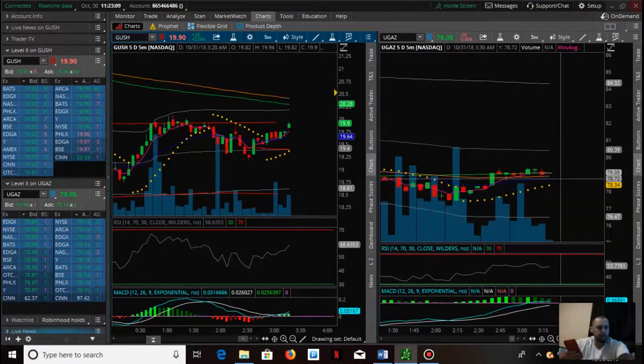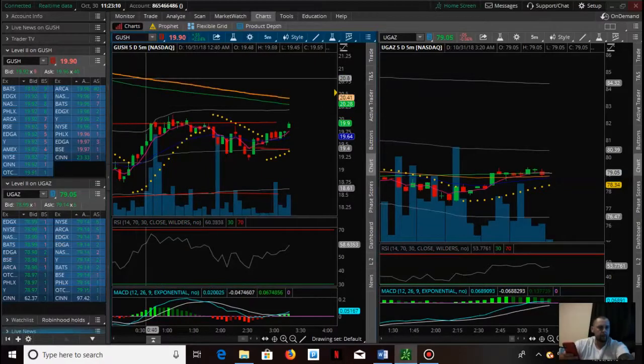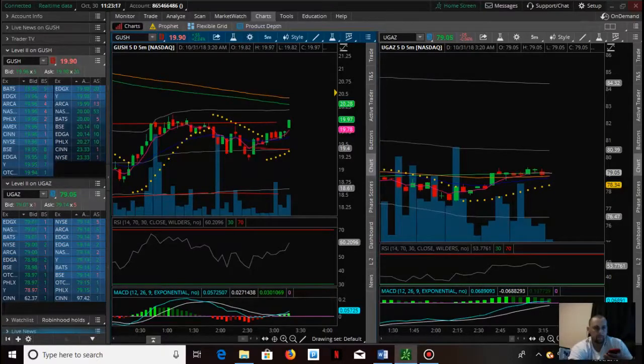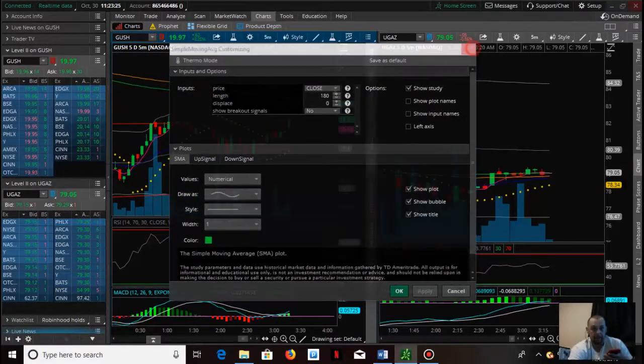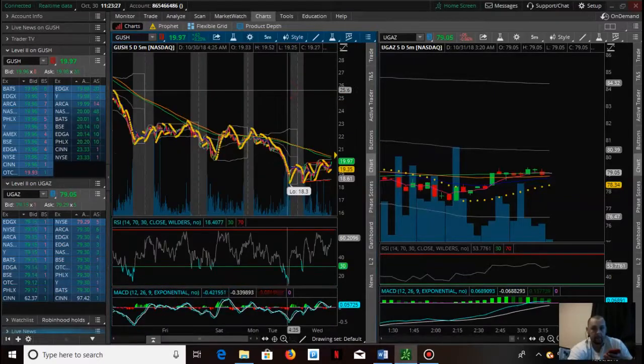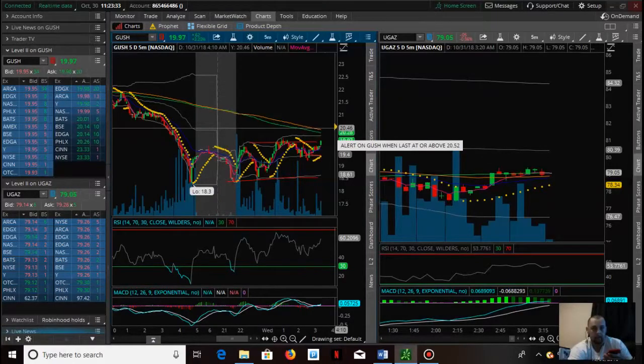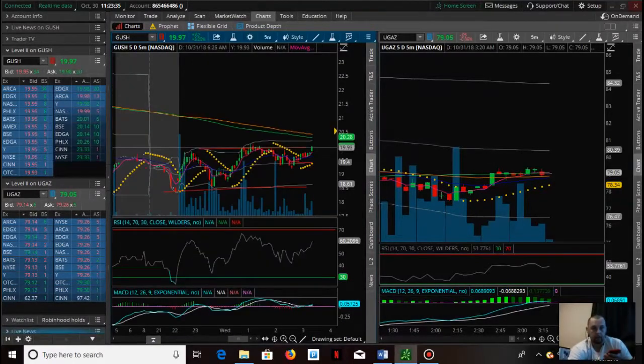GUSH has got 22. So GUSH right here, the level 2 data is red. So this is red and this is red with GUSH. This is blue with UGAS. So GUSH is continuing to move forward. The high of day for GUSH is right there. No, that's my alert. Yeah, that's my alert when GUSH moves above this level, it's due for an uptrend.